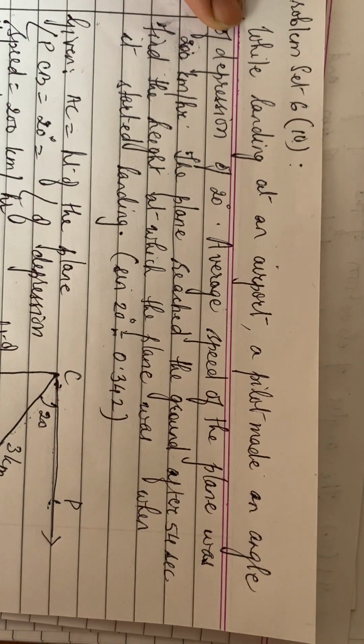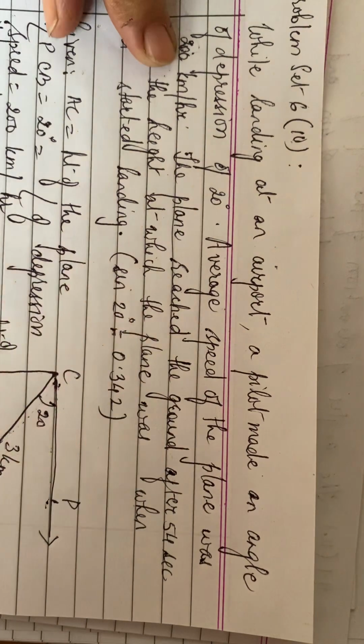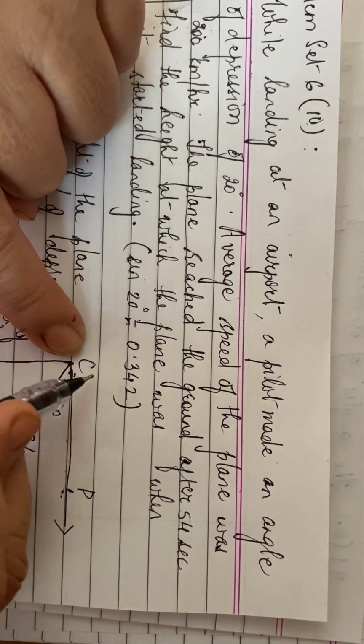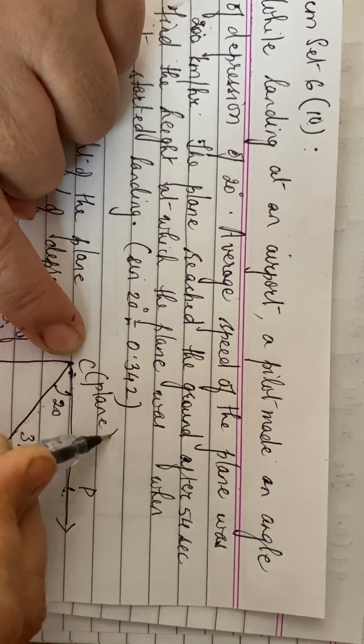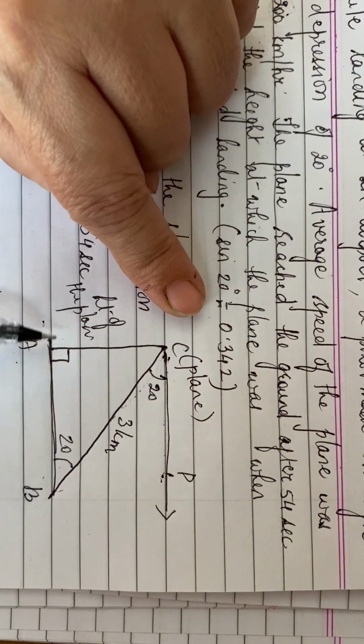Now we have this problem. While landing at an airport, a pilot made an angle of depression of 20 degrees. Now see, this is the position of the plane. Suppose it is landing at the airport. So AB is the ground level.